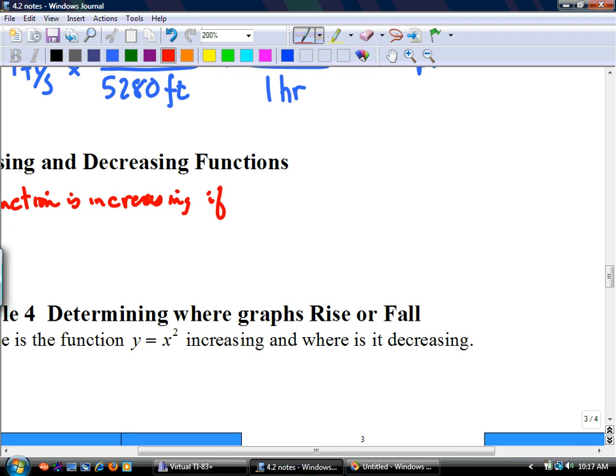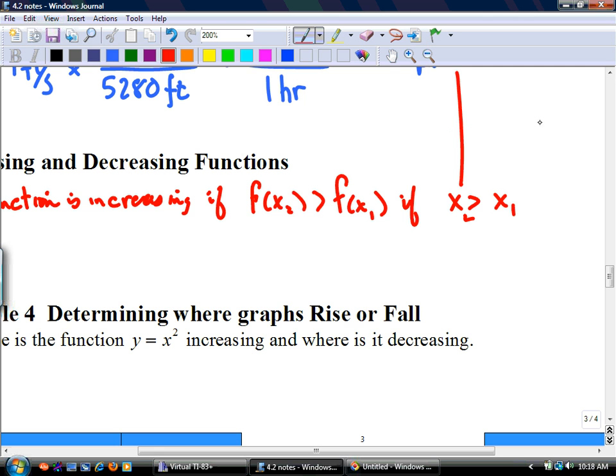What I'm saying is f of x2 is bigger than f of x1 if x2 is bigger than x1. Its y values are bigger than its y values just before it. That's what increasing means. It's climbing. It's going up. Mathematically, we say the function's y value at x2 is bigger than its y value at x1 if x2 is to the right of x1.